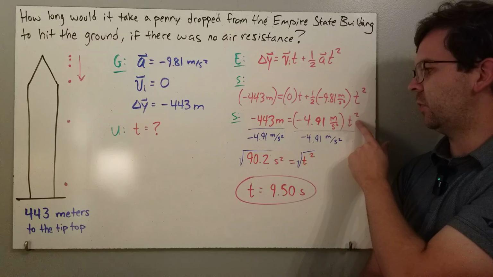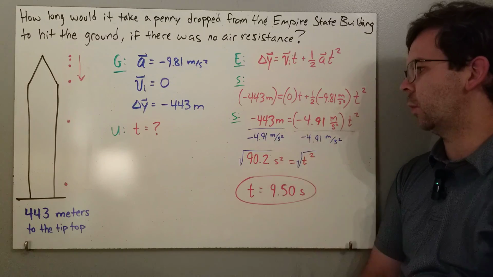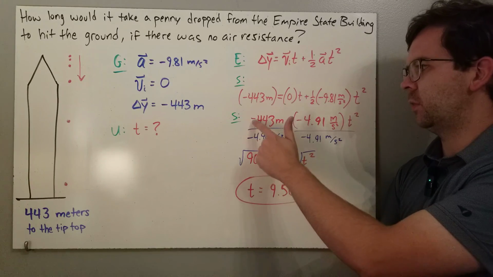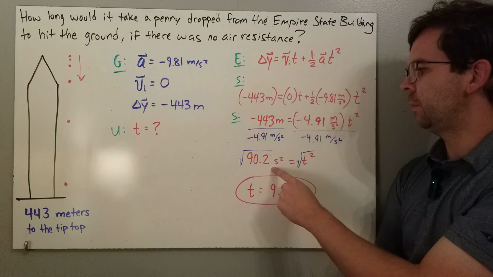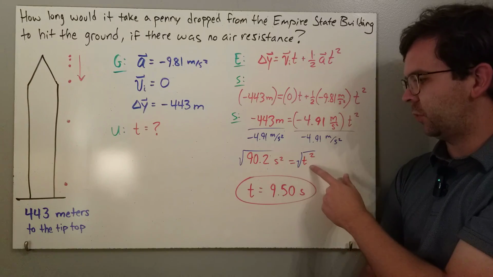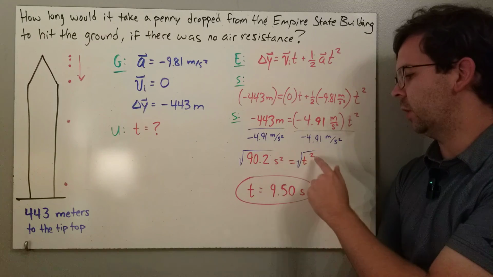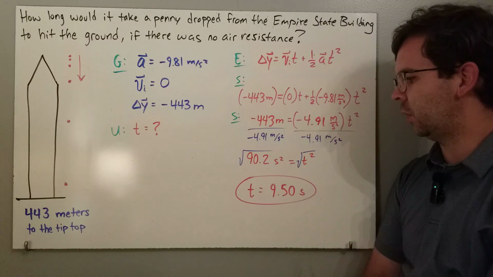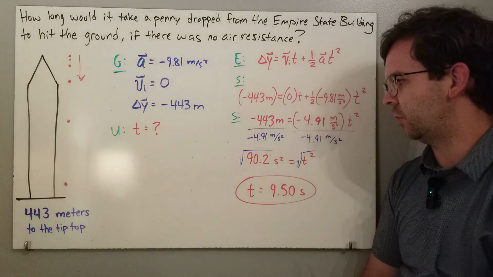We need to get this isolated, so we need to undo the multiplication here. And so we divide both sides by negative 4.91 meters per second squared, making sure we keep that negative sign with it, because now when we divide, we end up with a positive 90.2 seconds squared. And that's equal to the time squared. So to solve for time, finally, we undo the square. We undo the square by doing the square root on both sides. And that gives us a time of 9.50 seconds. And time is always positive, so you should get a positive answer there.